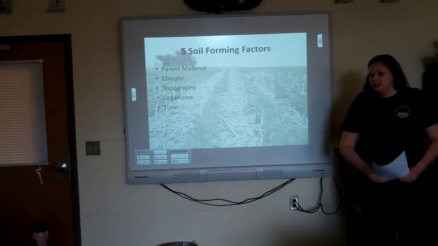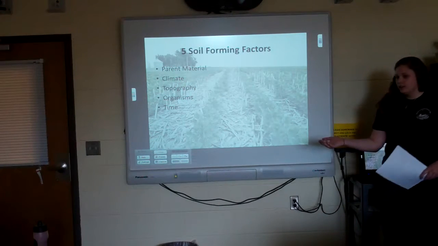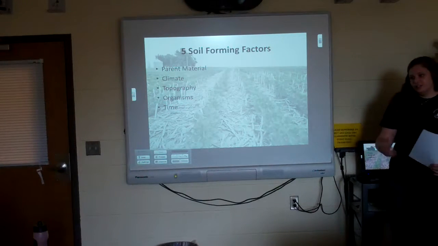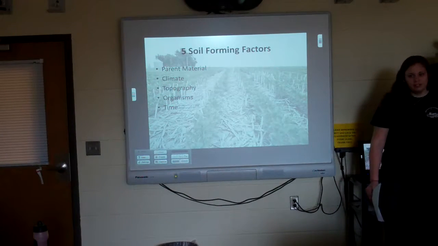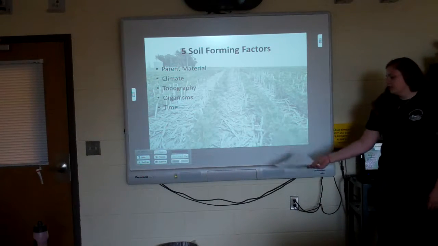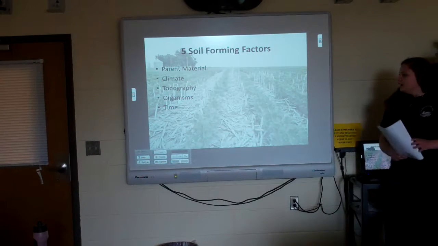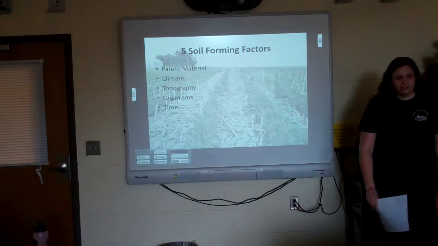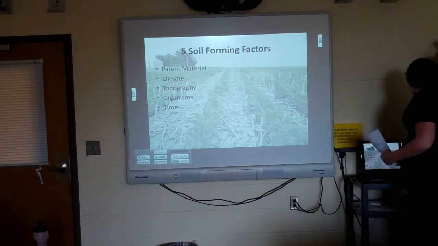Topography affects it because if you're at the peak of a mountain compared to the foot of a mountain, you're going to have different soil textures and properties. Organisms affect it because if you have some soil that nobody's really messed with, it's going to be a lot different than soil that's been cultivated for hundreds of years. And time affects it because if you have a soil that's 5,000 years old, it's going to be a lot different than a soil that's 500 years old.